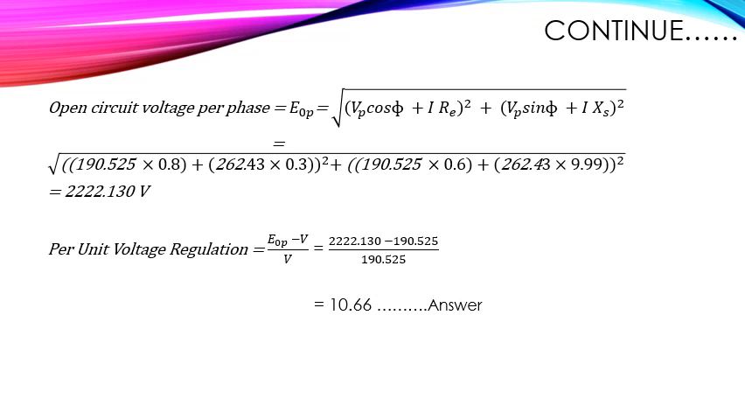Then open circuit voltage per phase as per the equation, with whatever value we got here for Vp. Put that value and get the open circuit voltage per phase. Then put that open circuit voltage per phase in the equation for per unit voltage regulation, that is (E0 minus V) divided by V. So the per unit voltage regulation is 10.66.